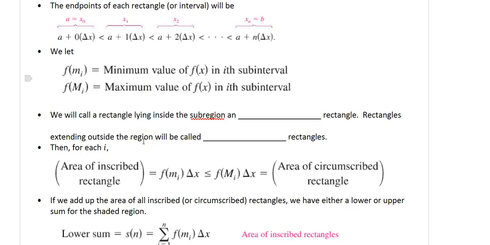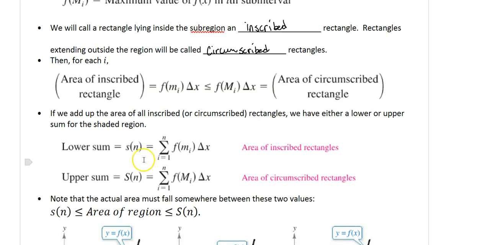Now we're going to call any rectangle that's lying inside the subregion an inscribed rectangle, and rectangles extending outside the region will be called circumscribed rectangles. So for each i, the area of the inscribed rectangle, which is f of little m sub i times delta x, is going to be less than or equal to the area of the circumscribed rectangle, which is f of capital M sub i times delta x. And if you add up all the little m sub i rectangles, you get a lowercase s of n, that's the lower sum.